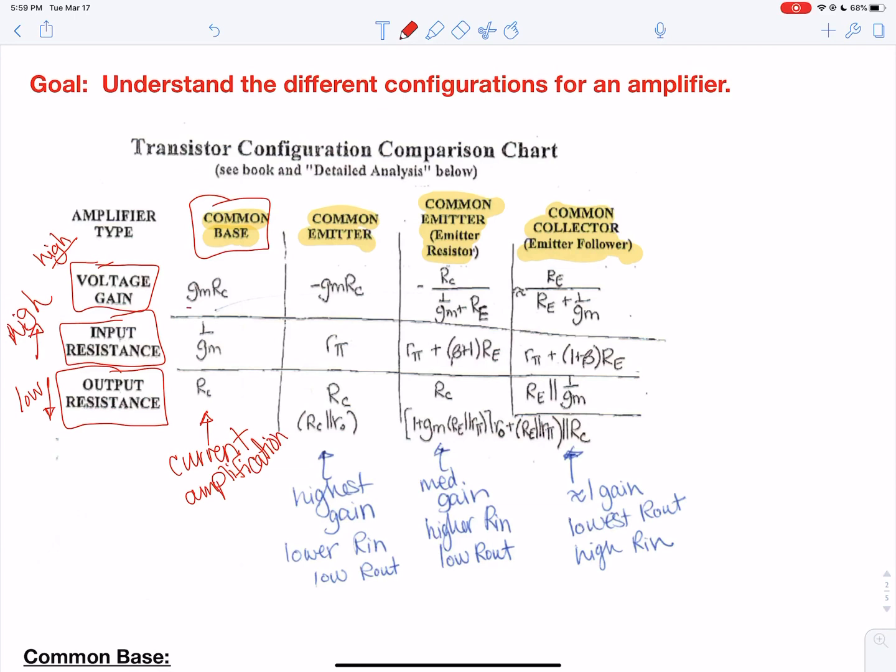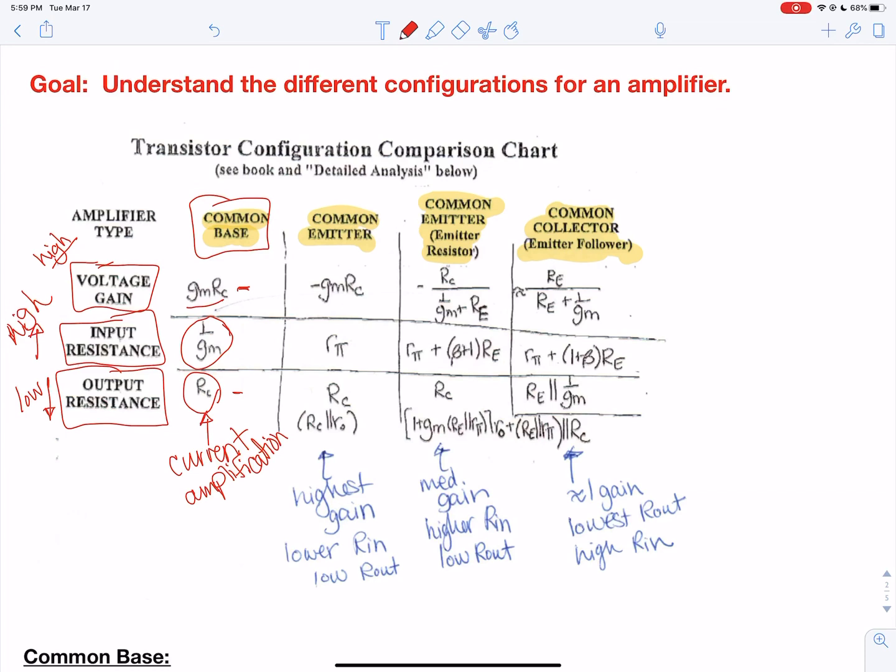And for the gain, it would be a positive gm RC. For the input resistance, it is going to be 1 over gm. And for the output resistance, it's going to be your value for RC. So you can see here, to get a high voltage gain and a low output resistance, these two are going to contradict themselves. And so it's hard to get that quality from a common base.